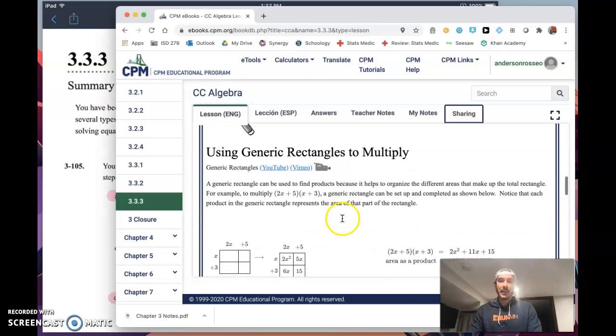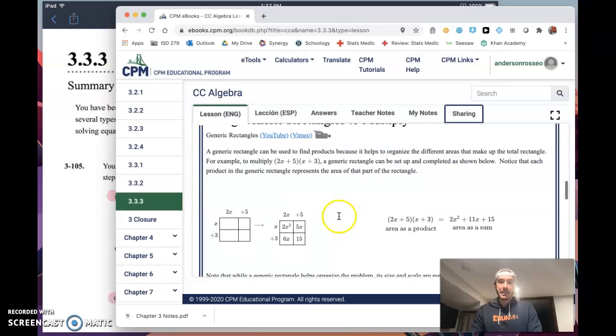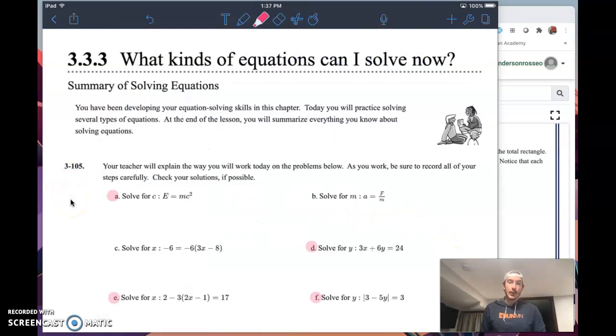And then, of course, there is a math methods and meanings for your math notes piece that you can check out, generic rectangles, and you can review this idea, because I'm not going to spend time reviewing this idea in this video. Okay, here's our notes, and we've got problem 3-105.